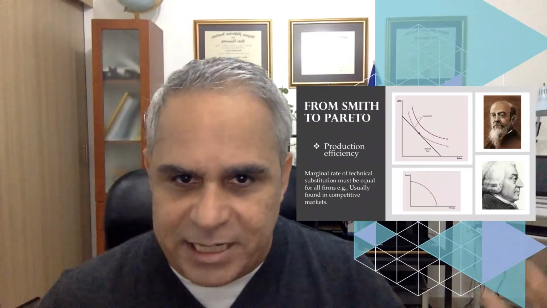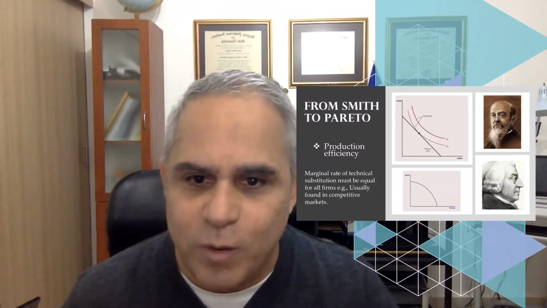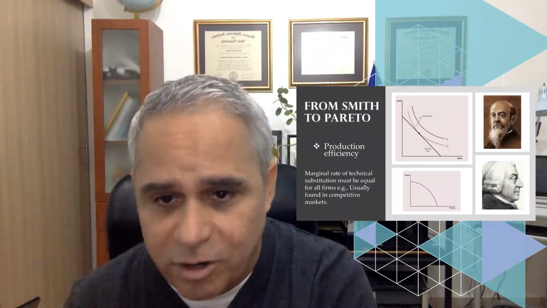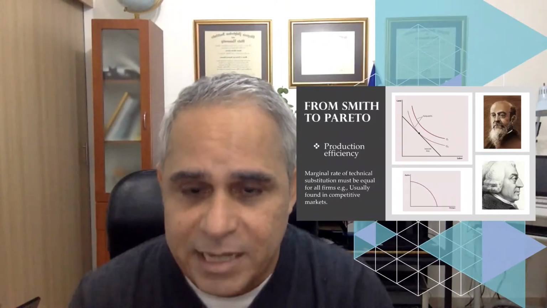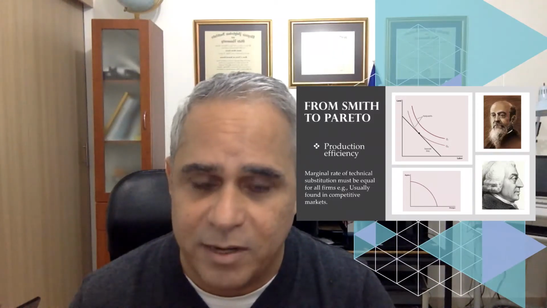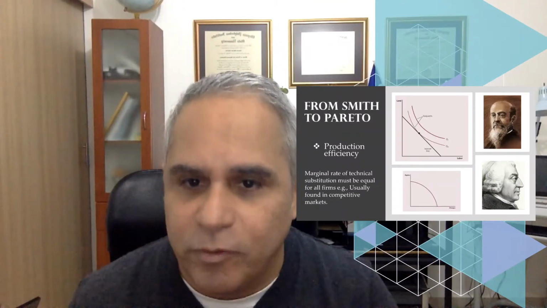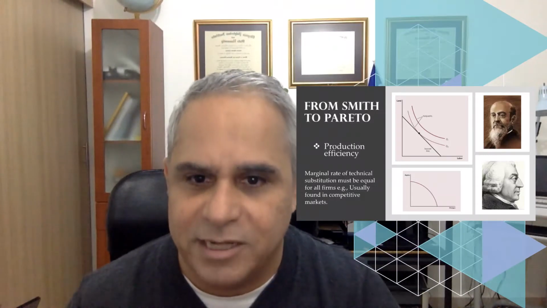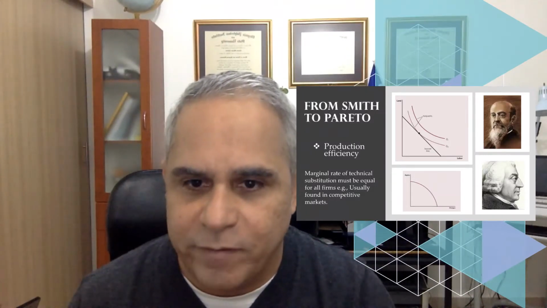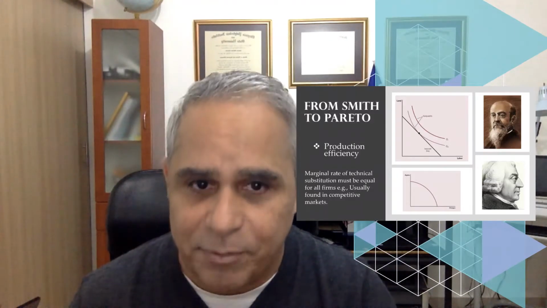So that's exchange efficiency. Now, the second condition proposed by Pareto is production efficiency. Production efficiency has to do with the marginal rate of technical substitution, which also has to be equal, but this time across firms and not individuals, right? And this is, by the way, usually found in competitive markets. The reason is that the marginal rate of technical substitution is equal for all firms in competitive markets, because competitive markets are markets where firms are price takers, not price setters.